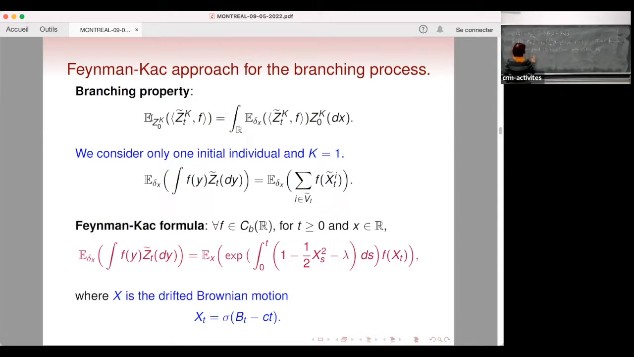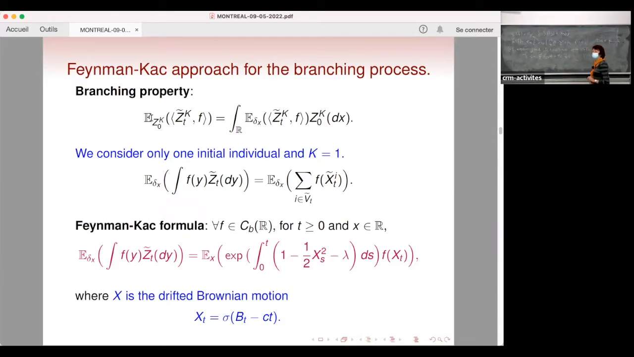dt of mu t. So we have already seen it in the first lecture. Sigma over 2 times the second derivative of mu t plus sigma c d over dx of mu t, and you have the growth rate term plus 1 minus x squared over 2 minus lambda mu t.